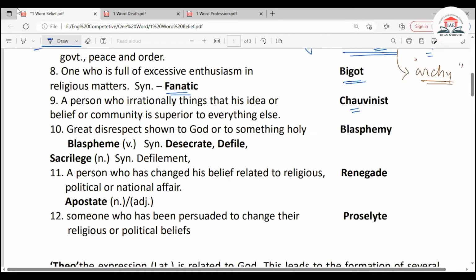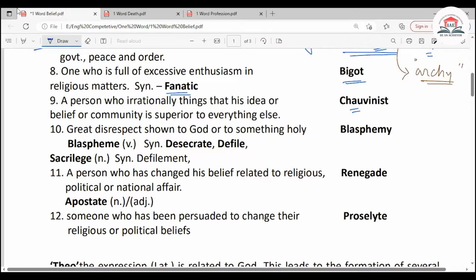Chauvinism is an irrational idea that someone's race or someone's community or someone's idea is the best, and there is nothing parallel to it, right? Who thinks in this way, that my religion, my way of thinking is the best, and nothing is as good or as pure as my thought, my belief, right? So this kind of idea is called chauvinism.